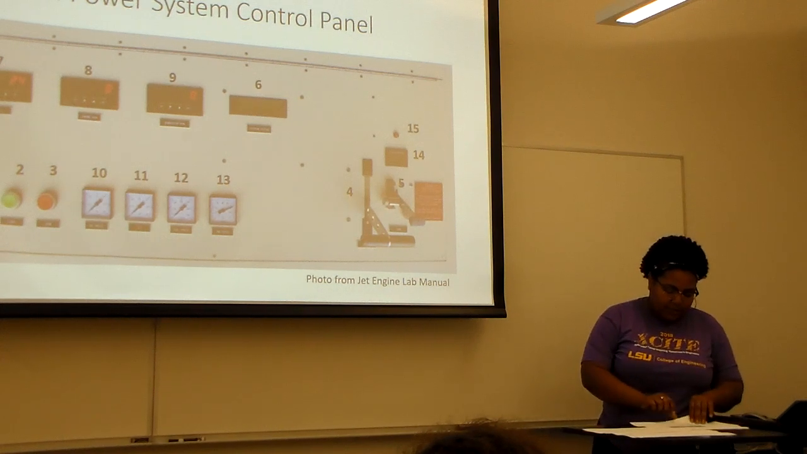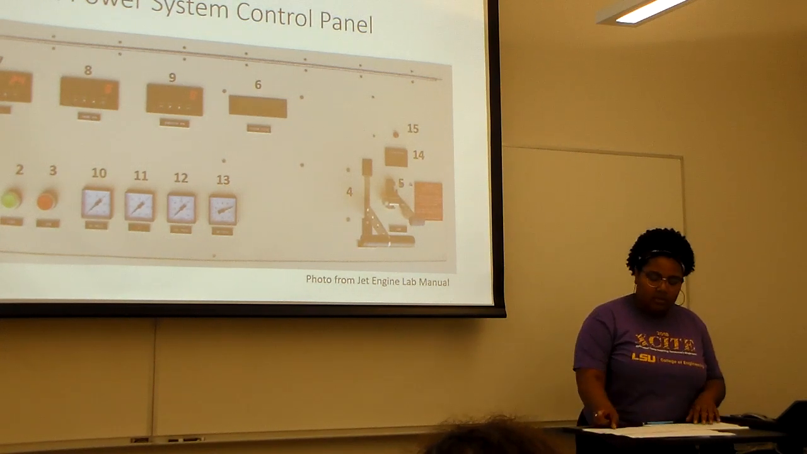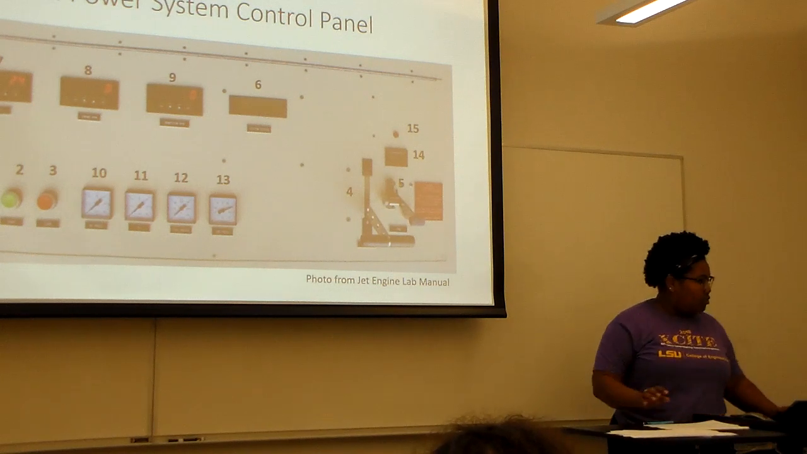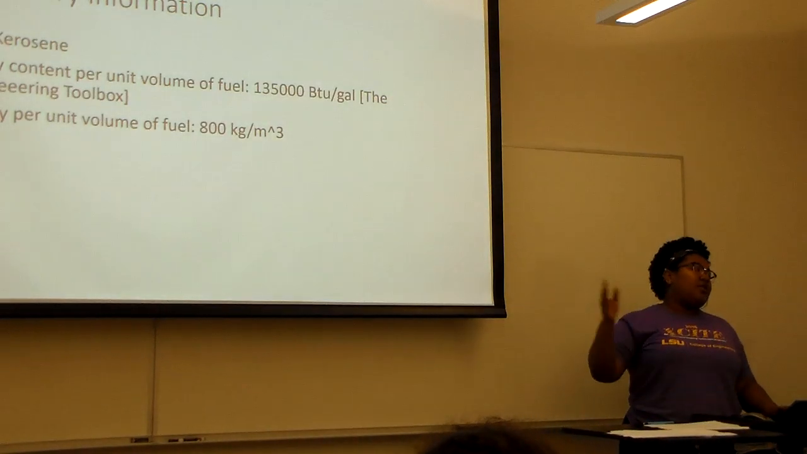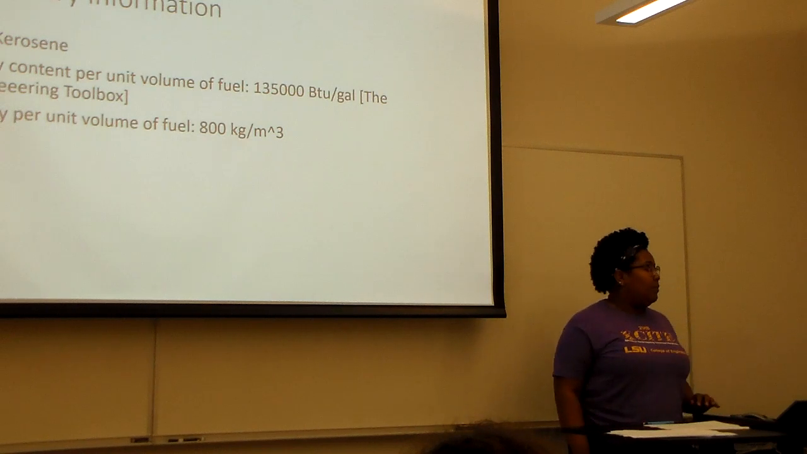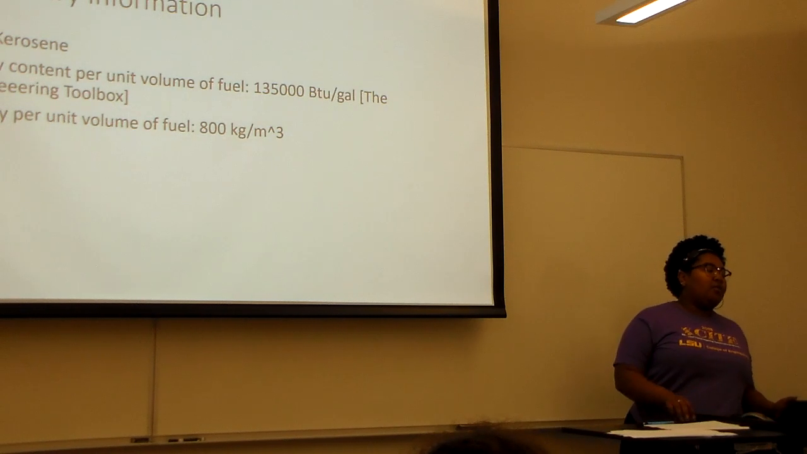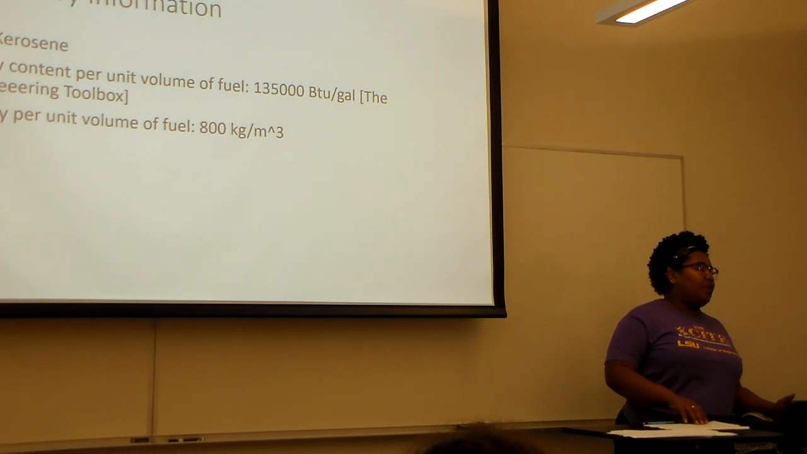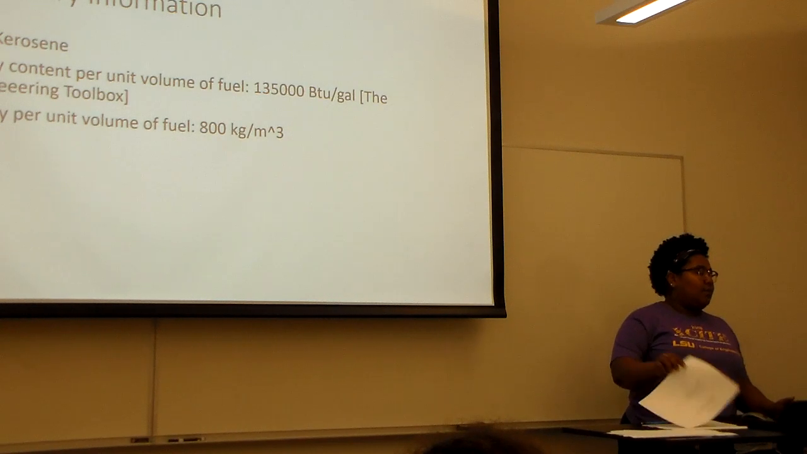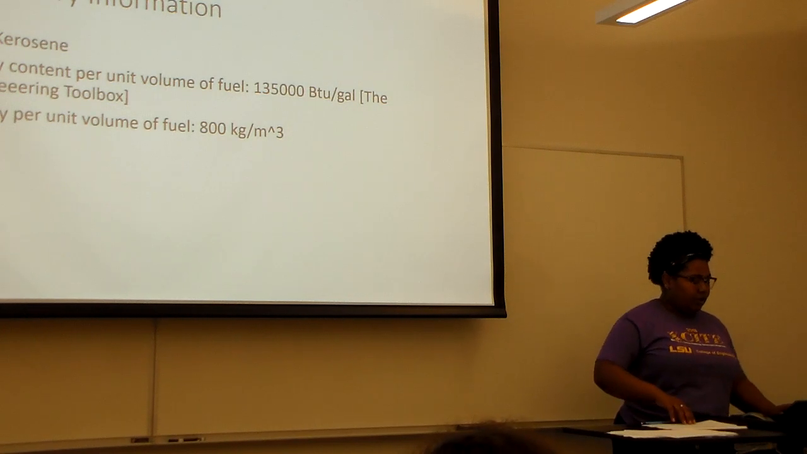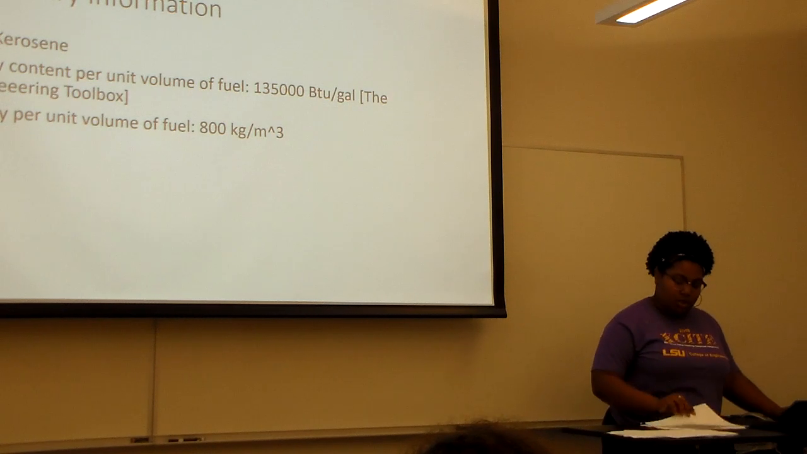And then some other stuff, we still need it, but it's not as important. Here's some preliminary information. Fuel is kerosene. Energy content per unit volume of fuel is 135,000 BTU per gallon. And density per volume of fuel is 800 kilograms per meter cubed.